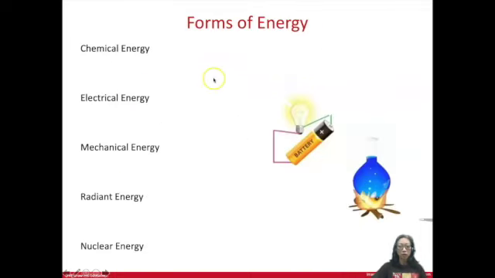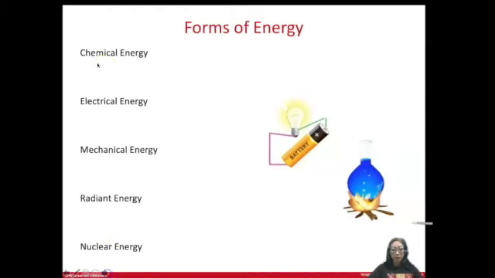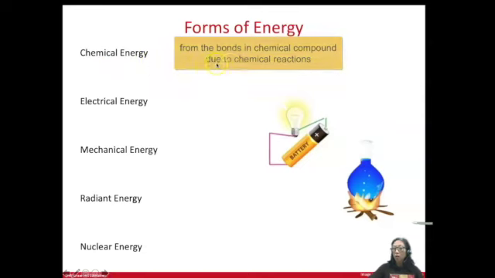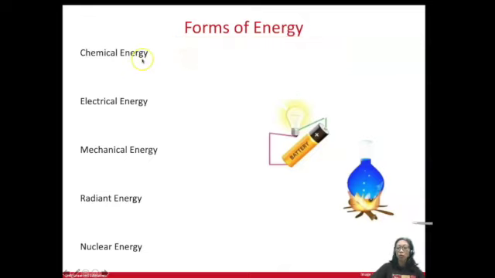The major forms of energy we're going to focus on that you see are chemical energy, electrical energy, mechanical energy, radiant energy, and nuclear energy. We'll look at these examples in the work. Chemical energy is from the bonds of chemical compounds. It's due to chemical reaction. When bonds are broken or formed, we have chemical energy stored in the bonds. And when you see a chemical reaction, that's typically going to represent chemical energy.